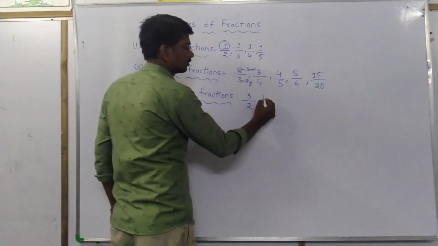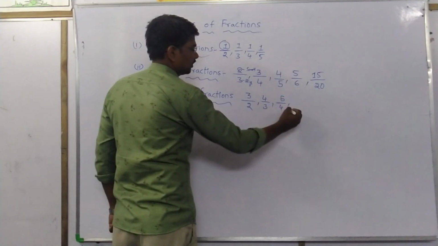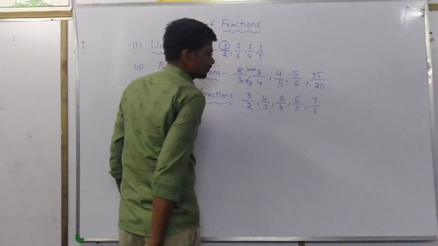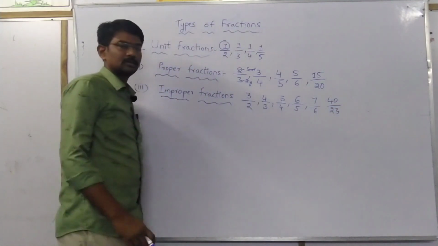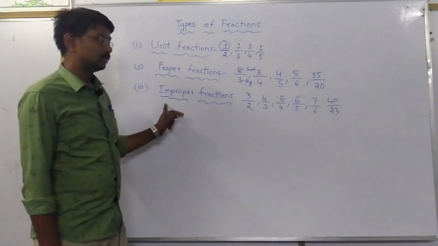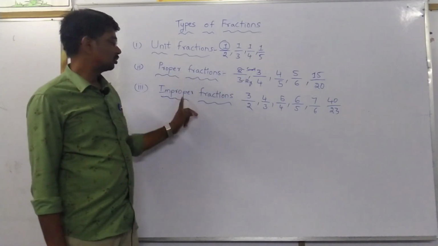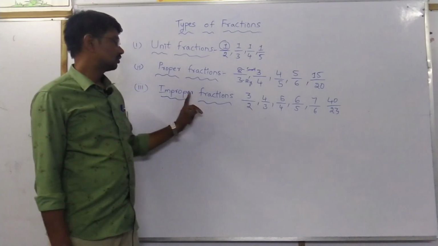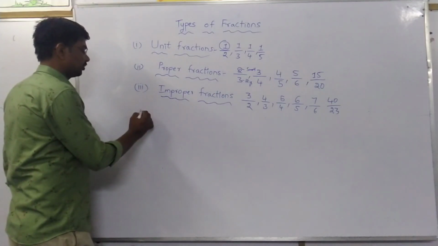Next example, 4 by 3. Next, 5 by 4. Next, 6 by 5. Next, 7 by 6. Next, 40 by 23. Numerator bigger than denominator is called an improper fraction. Numerator smaller than its denominator is a proper fraction. Numerator bigger than its denominator is called an improper fraction.